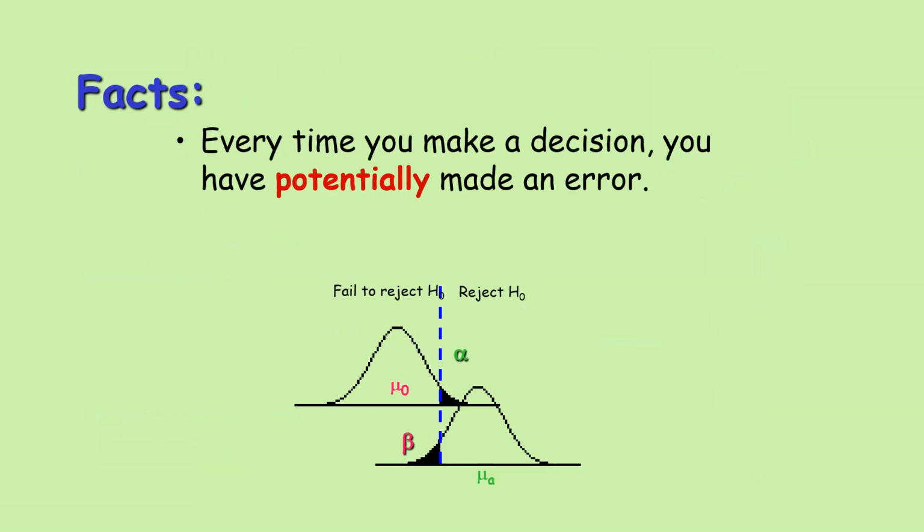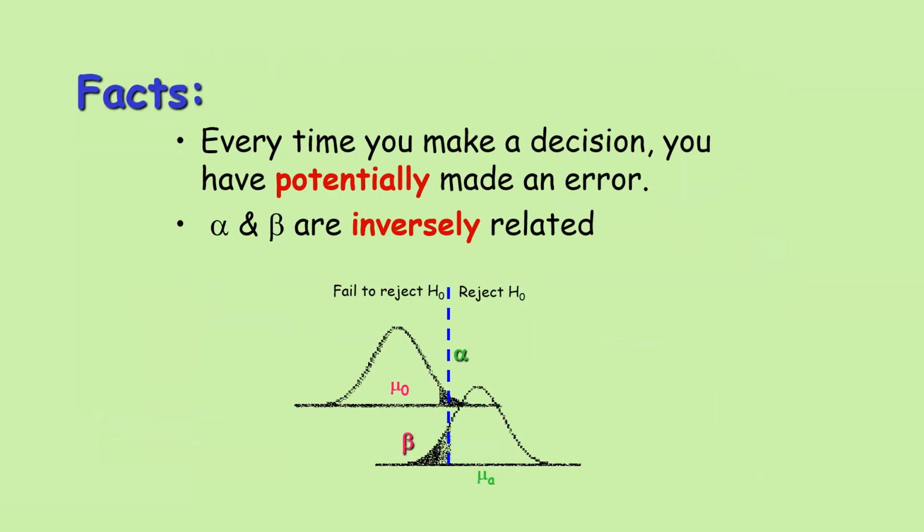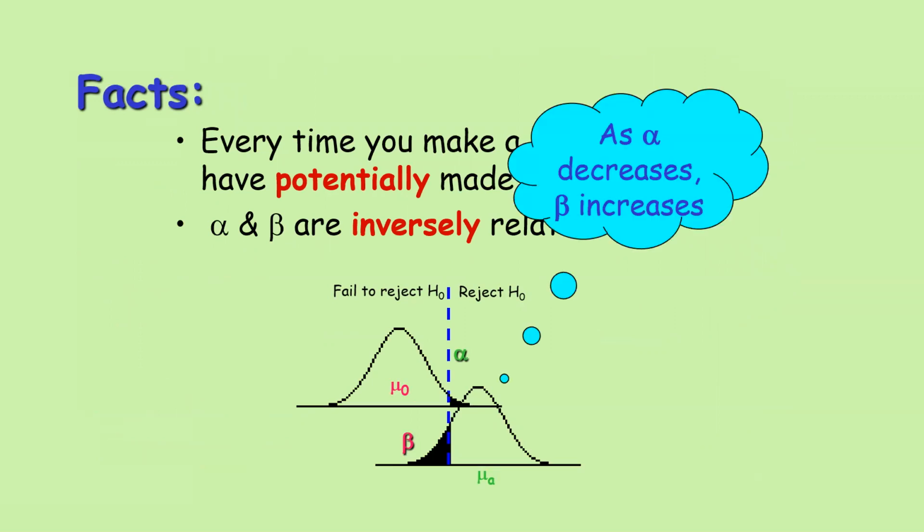So every time you make a decision, you have potentially made an error. And alpha and beta are inversely related. So as alpha increases, beta decreases. As beta increases, alpha decreases. There's a visual showing that.